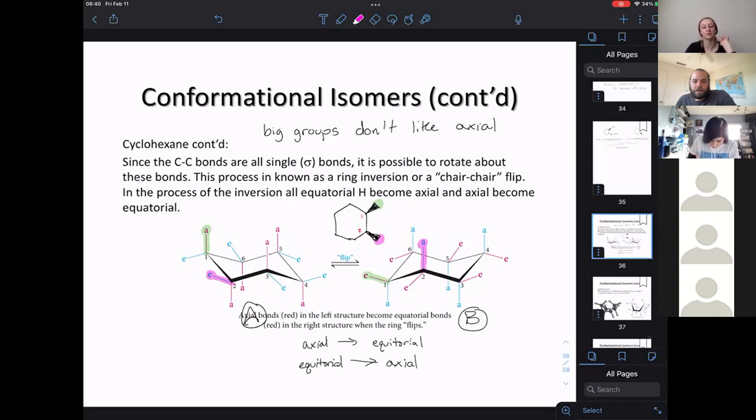Everybody take a second to look at this figure that I've just colored in here. Tell me which one of these conformations do you think is going to be more stable?